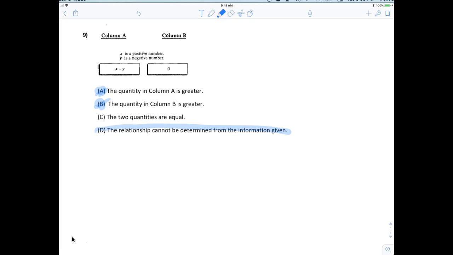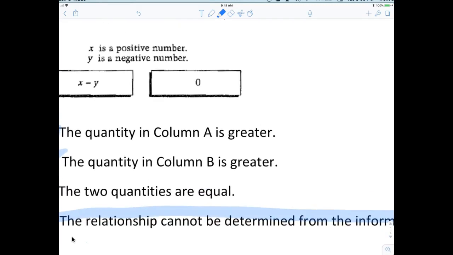All right, so here we go. It says X is a positive number. So give me a positive number, somebody. 7. Y is a negative number. Somebody give me a negative. Negative 2.